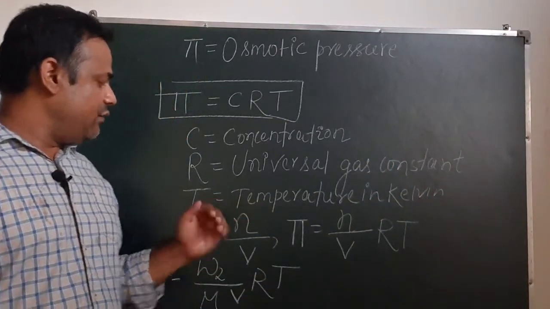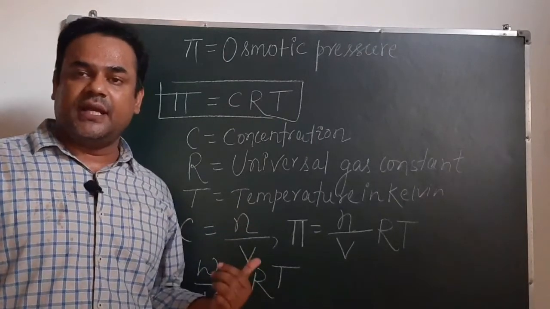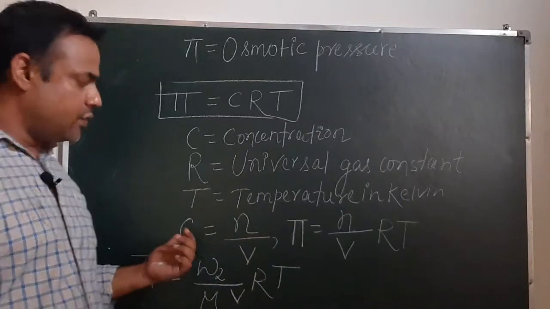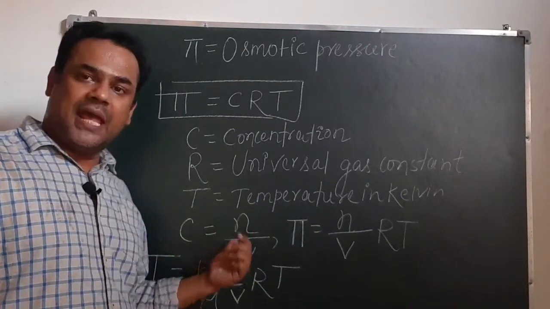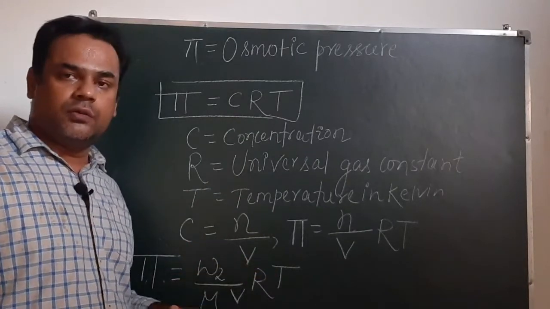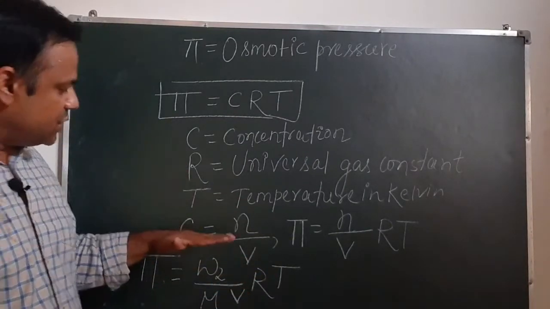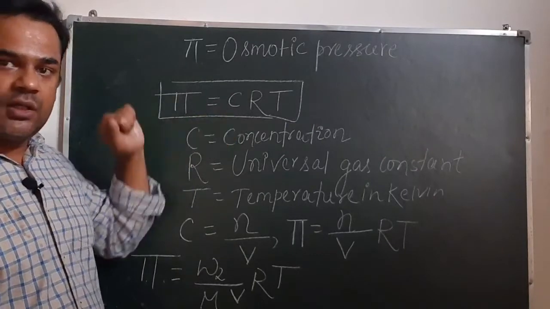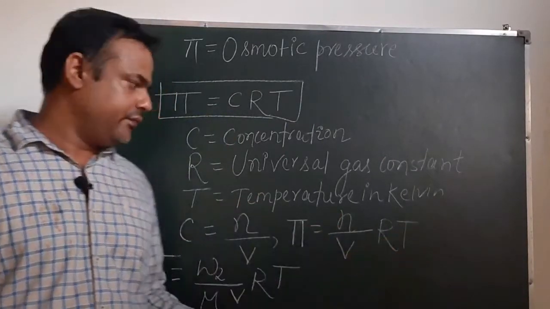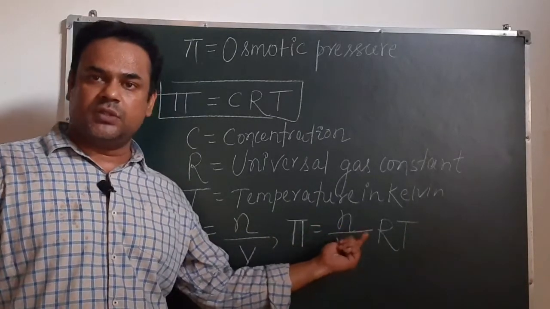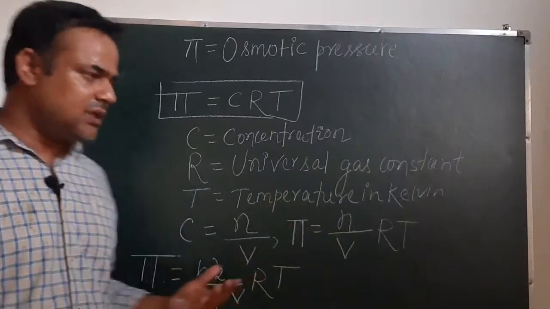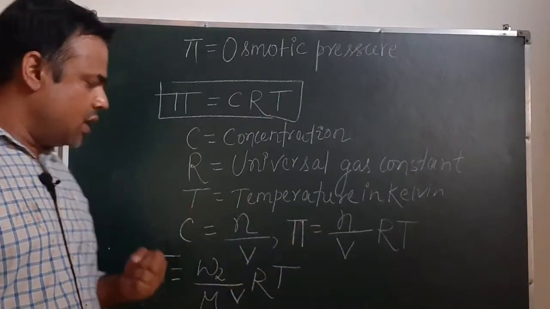Okay, then we know that concentration is defined as number of moles of solute present in 1 liter solution. So from here we can write C equals n by V, where n is number of moles of solute, V is total volume of solution. So if we substitute this value of C here in this equation, we will get pi equals n by V RT. And we know n is number of moles, and number of moles equals given mass upon molar mass, or mass of solute divided by molar mass of solute.